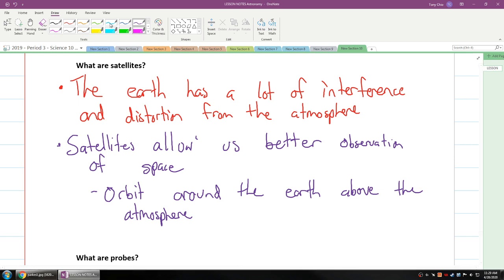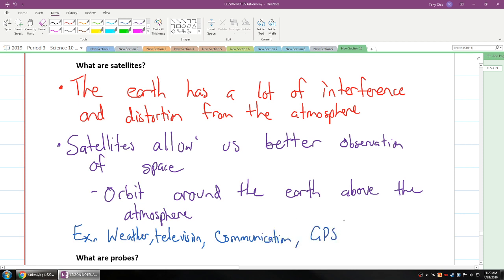They could do many things. These satellites have many functions. Examples, we have weather satellites that track our weather. We have television. We have communication satellites. And we also have GPS satellites.